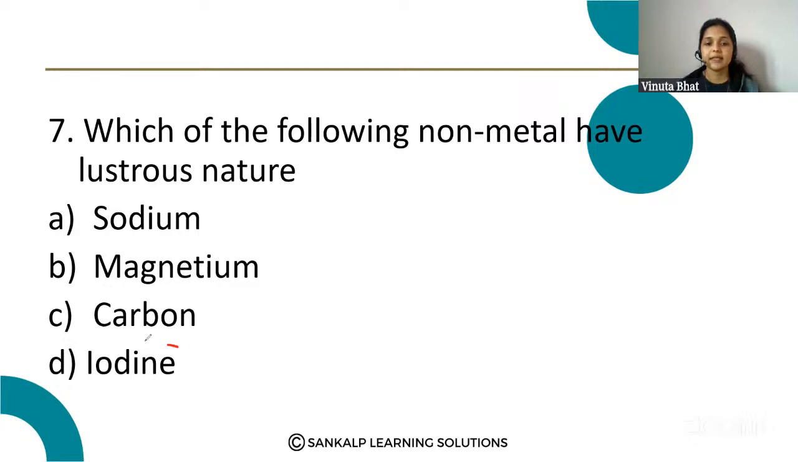Yes, option D, iodine. Iodine is a non-metal which has the lustrous nature, meaning a shiny outer surface. So that looks shiny. Commonly, metals have this property, for example, aluminium, gold and silver, you can see the shiny surface. But in the case of iodine, you can also see the lustrous nature. Okay, option D is the correct answer.